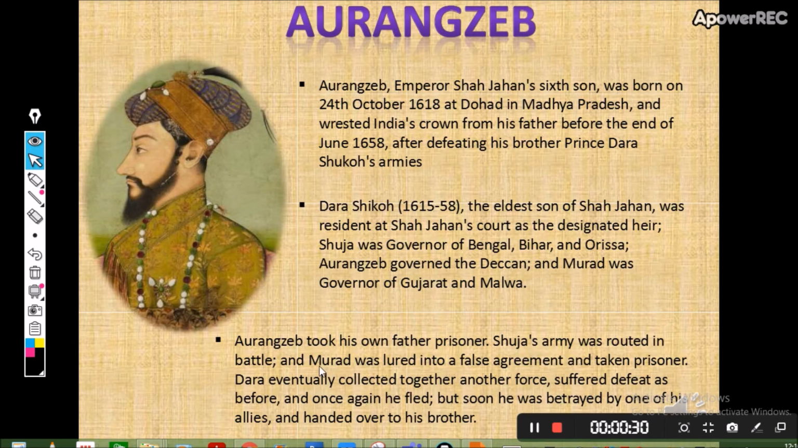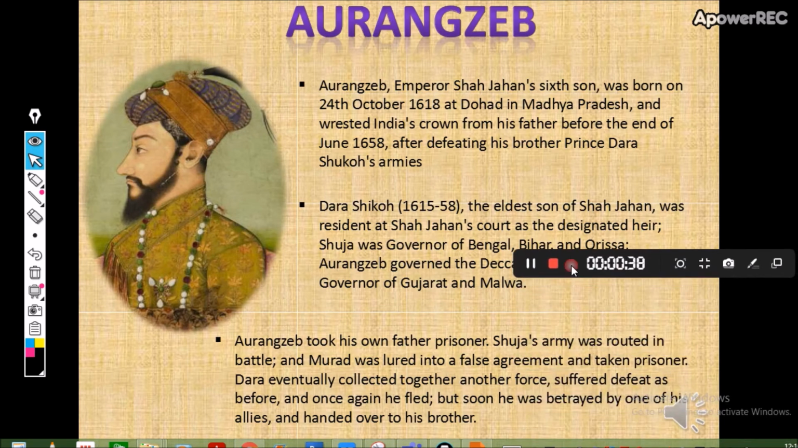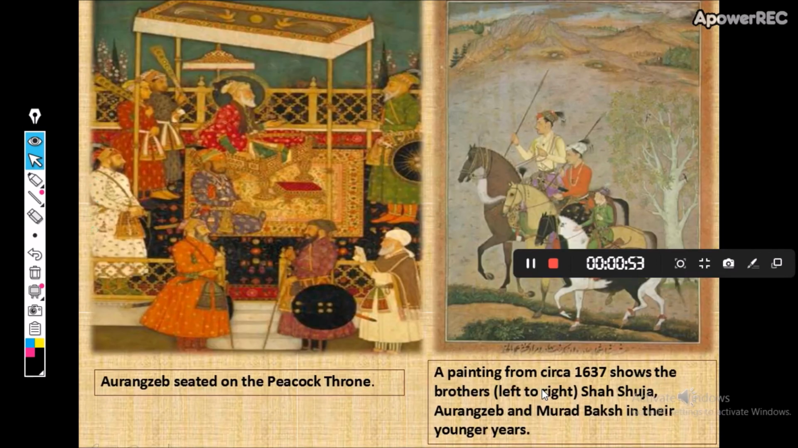Shuja's army was routed in battle, and Murad was lured into a false agreement and taken prisoner. Dara eventually collected another force, suffered defeat as before, and once again he fled, but soon he was betrayed by one of his allies and handed over to his brother Aurangzeb. Aurangzeb seated on the Peacock Throne. A painting from 1637 shows the brothers Shah Shuja, Aurangzeb and Murad Bakhsh in their younger years.